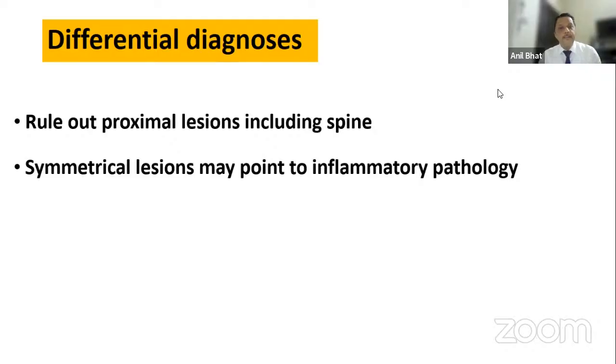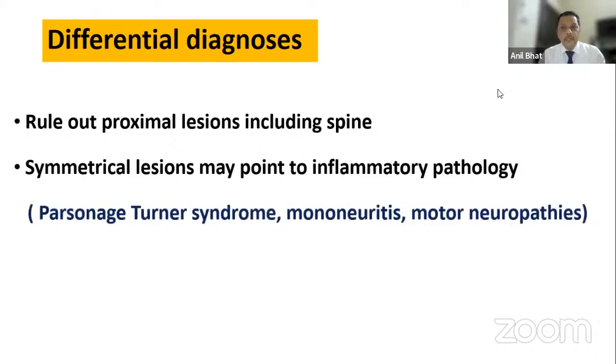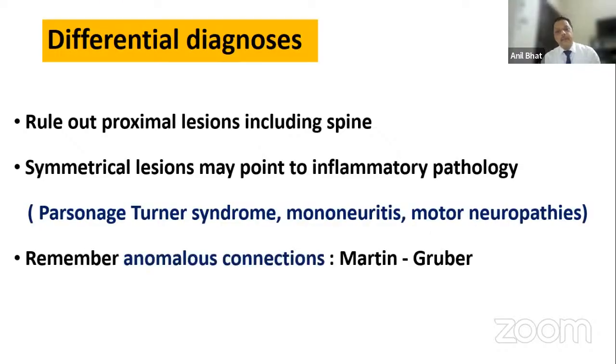There could be times when symmetrical lesions are present bilaterally, and at that time you need to think about inflammatory pathologies. Most of the time it's like Parsonage-Turner syndrome or mononeuritis and motor neuropathies. So these are the times when you have a bilateral involvement. Also remember some anomalous connections. If things are not matching in terms of your examination, start thinking of unusual things. Like Martin-Gruber anastomosis could be a very unusual connection between the median and ulnar nerve, and at that time the anatomical findings might not really match.